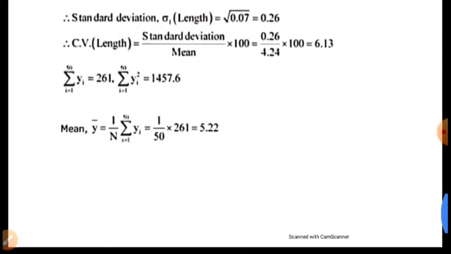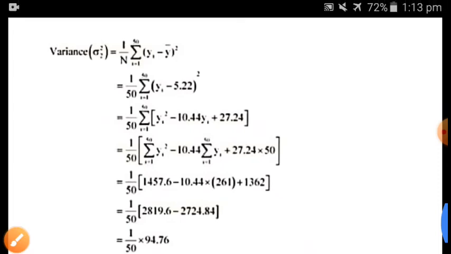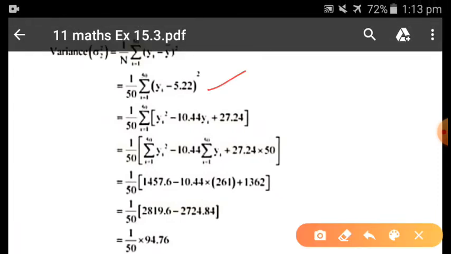In the same way, the yi values should be taken into consideration. On expanding this, I will explain to you if you get confused: (yi minus 5.2), the (a minus b) whole square expansion, and 1 by 50 sigma yi square is given, sigma yi is given. All the values are given, so you need to replace them and simplify.